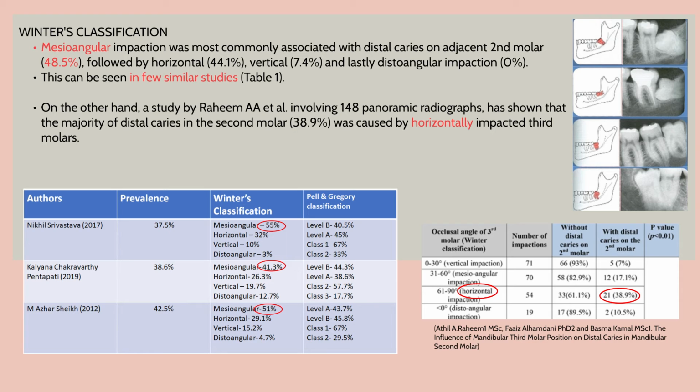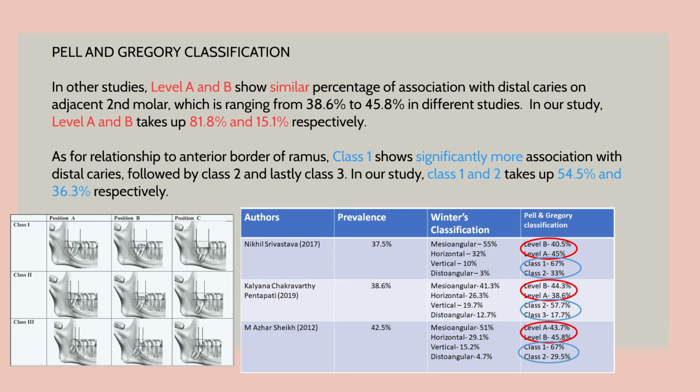In another study by Rahim et al., most of the distal caries in the second molar was caused by horizontally impacted third molars. For PG classification, in other studies, level A and B show a similar percentage of association with distal caries on the adjacent second molar, ranging from 38.6% to 45.8% in different studies. In our study, level A and B take up 81.8% and 15.1% respectively.